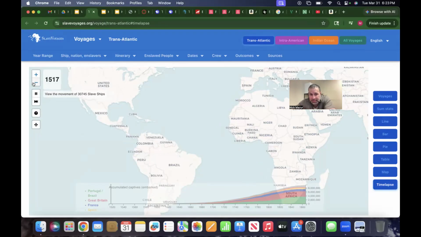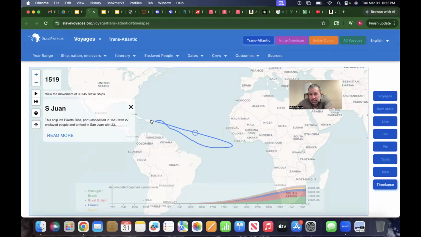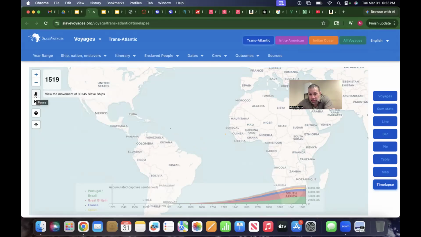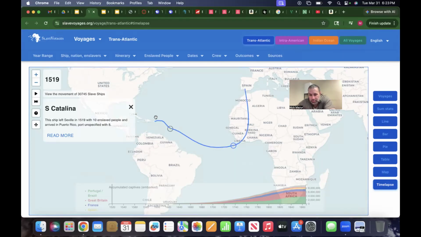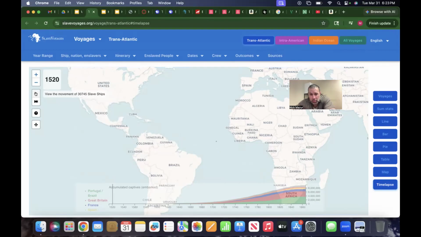Okay. And you can see where we are, 1517, nothing there, right? And sometimes you have to be quick. You see where this one came out? Okay. So you see this one goes around a circle. Really actually quite interesting. Ship left Puerto Rico, unspecified, with 27 enslaved people and arrived in San Juan with 23. Okay. Interesting. And turns around, right? Did you see that one that came out from there? Ship left Seville in Spain with 10 enslaved people and arrived in Puerto Rico, unspecified with 8. There was another one. You see that?